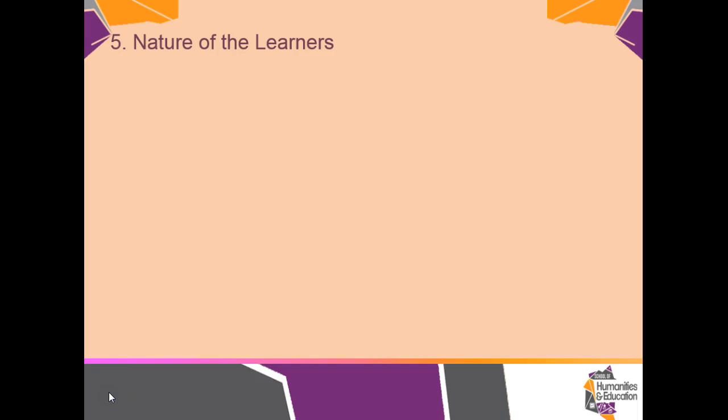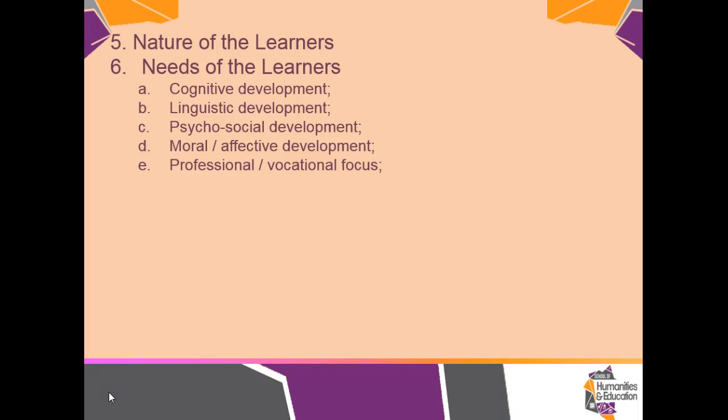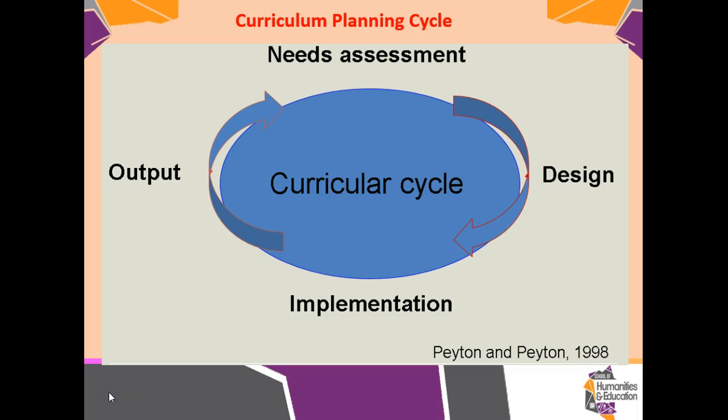The 5th principle here is the nature of the learners. Then we have the needs of the learners. And some of those needs are cognitive development, linguistic development, psychosocial development, moral and affective development, professional and vocational focus. The 7th principle, the best teaching methods that are available. We need to look at the faculty development also, and of course the resources, the facilities and the budget.